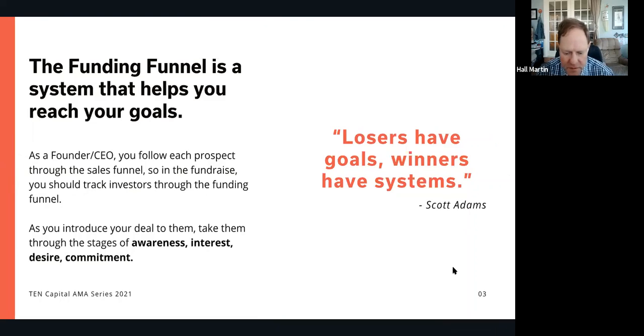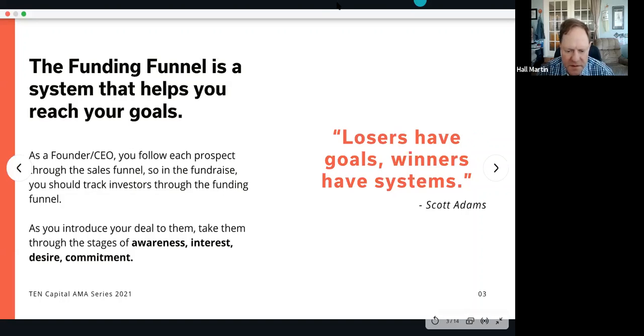Scott Adams once wrote, "Losers have goals, winners have systems." I read his book. It was a really good book. I really learned a lot from it. And so in the fundraise, you should be setting up systems. As you hear about, contact, and meet investors, you need to keep track of those investors throughout the fundraise. It's the very same process as sales. It takes 7 touches to close a sale, so it takes 7 touches to close an investor.